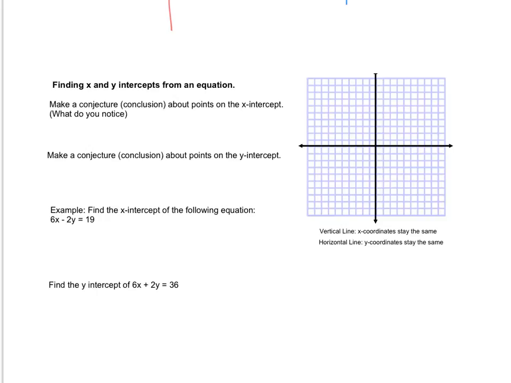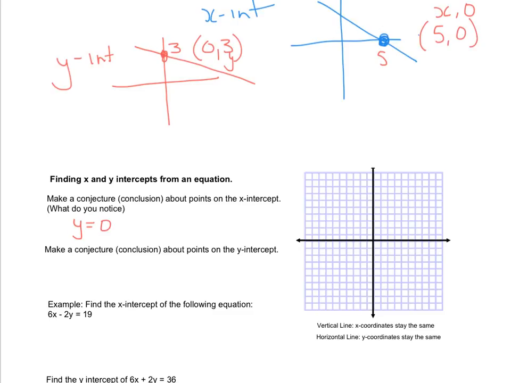First thing that we need to do, make a conjecture. So draw a conclusion about points on the x-intercept. What do we notice about points on the x-intercept? All points, when they're on the x-intercept, y is equal to 0. So for example, like we said up in our example up top here, y is 0 because we have 5, 0. If we had 4 and 0, they're always 0 because they're right on the x-axis, my apologies.